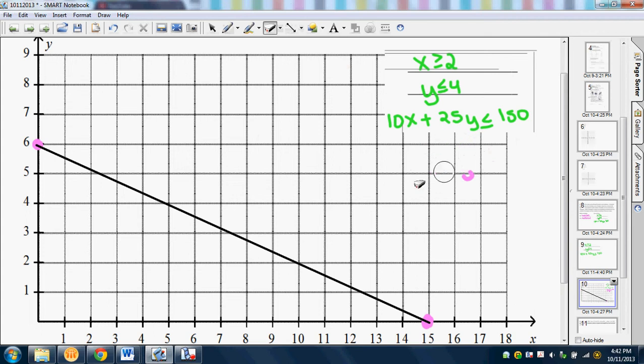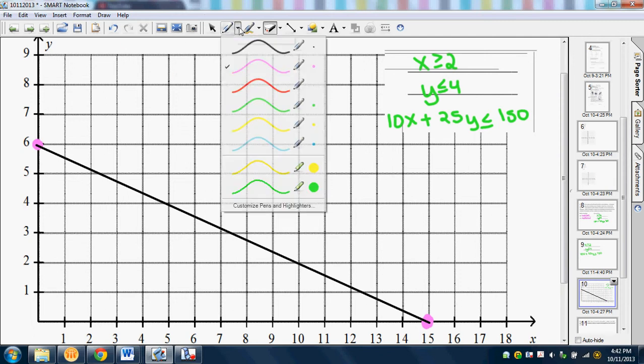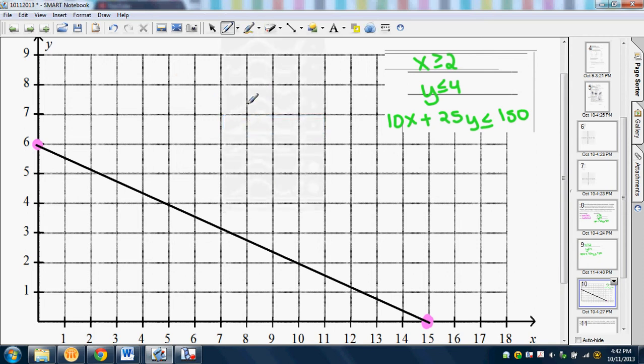All right, so now that I've graphed this line, I now need to shade it because it's an inequality. So one way, and I think the easiest way, is to just pick a point. Remember, we talked about how you could pick any point. I like picking 0, 0. So if I pick 0, 0 and test it, and 0, 0 works in this inequality, that means I shade this side of the line.